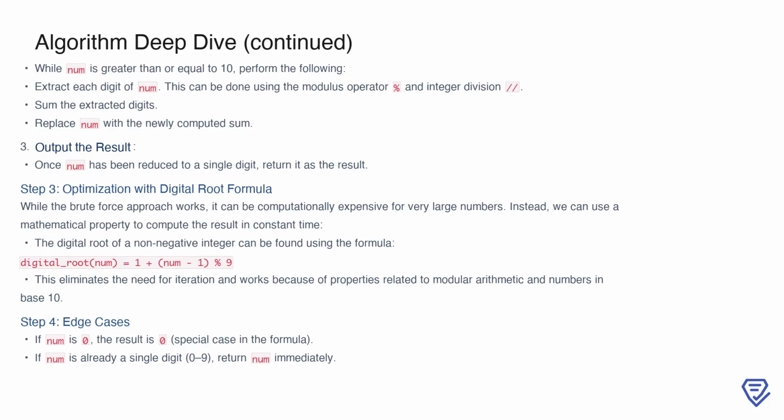While this brute force approach works, it can become inefficient for very large numbers because it involves repeatedly iterating through the digits. To optimize, we can use a mathematical property related to modular arithmetic. Specifically, the digital root can be computed in constant time using the formula 1 plus the remainder of (number - 1) divided by 9. This eliminates the need for the iterative summation process. For special cases, like when the input is 0, the result is also 0, and if the input is already a single digit, we return it immediately.